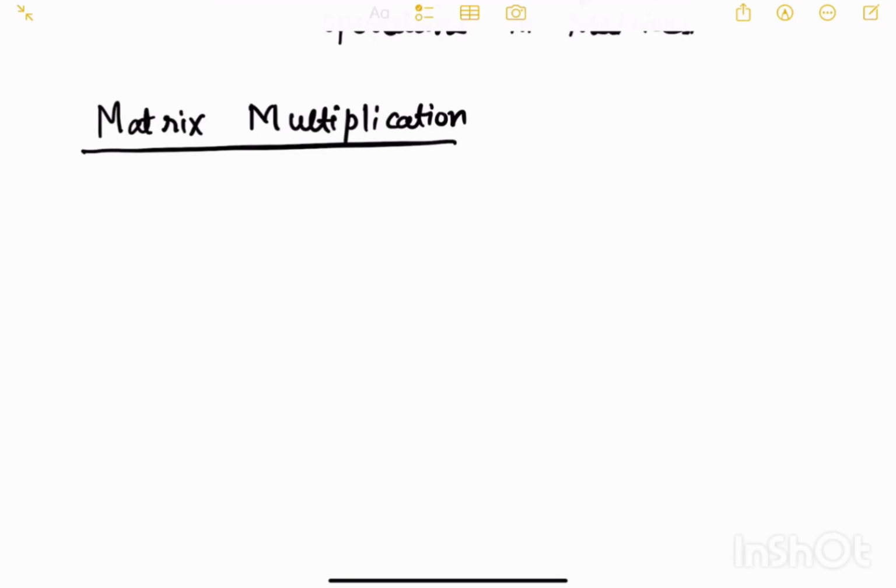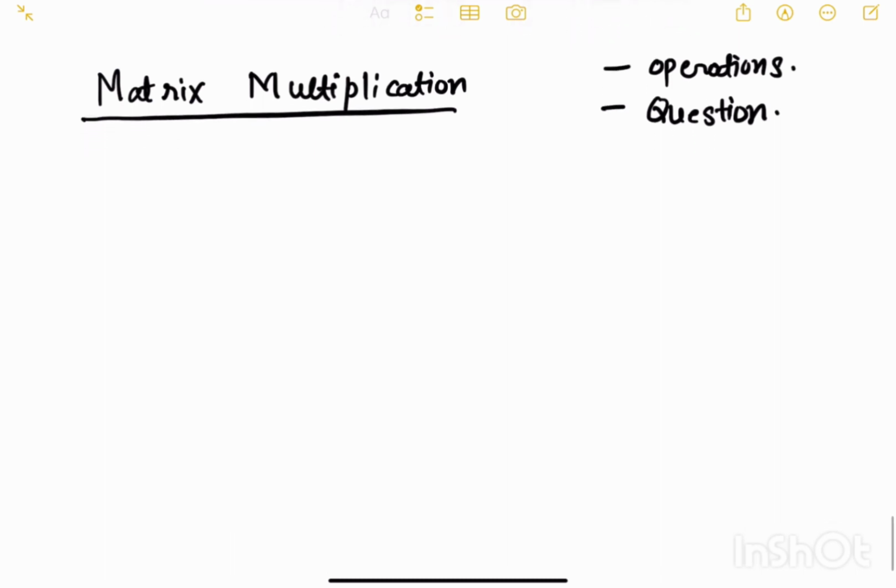Hello everyone. Today we will be focusing on matrix multiplication. In the past classes we just discussed the basic operations in matrices and a few questions based on them, right? So now we will discuss how to multiply two matrices.